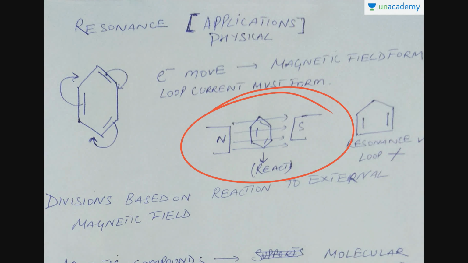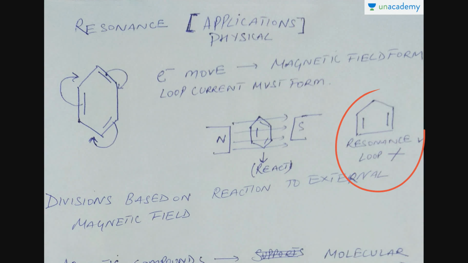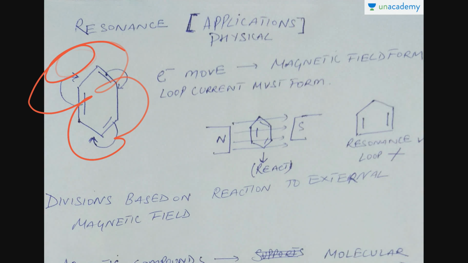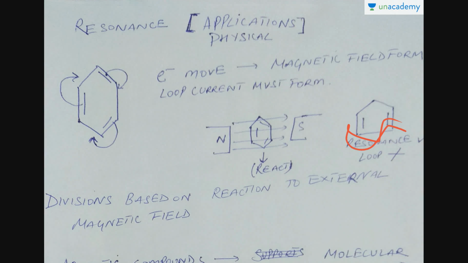Now there is a basic confusion: whether aromaticity is always with resonance. Yes, resonance is always there, but one more thing is that a loop current must be formed, meaning there should be a closed path for an electron to move. If we consider this molecule, there is resonance, but a closed path for an electron is not there, meaning a loop is not forming. The electrons are only moving one way or the other.